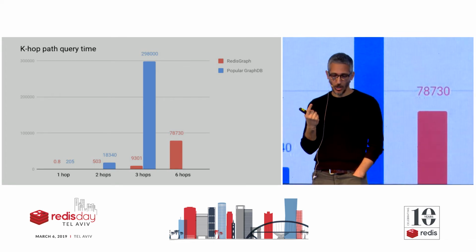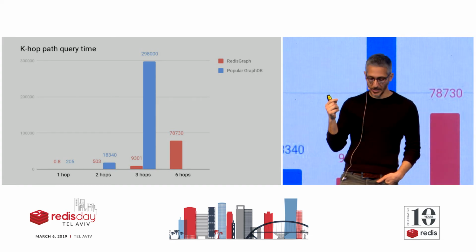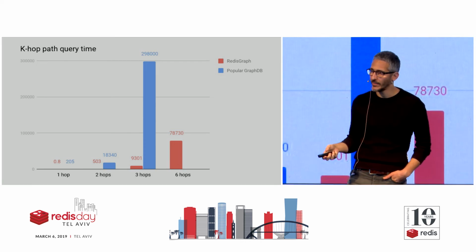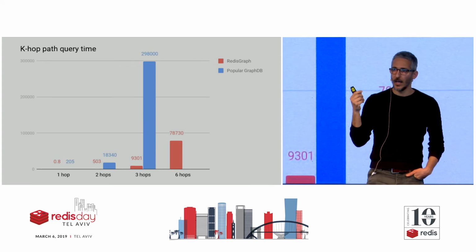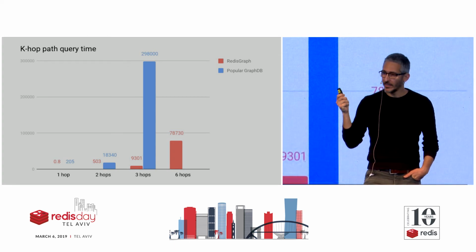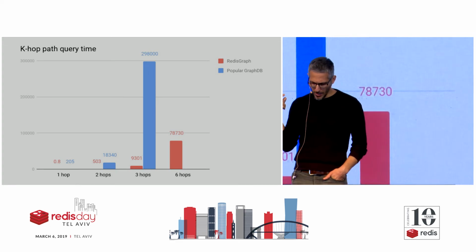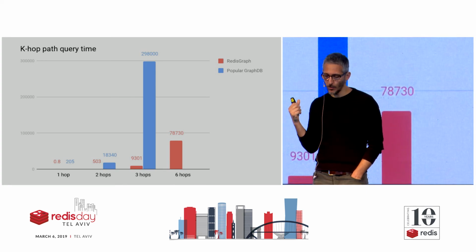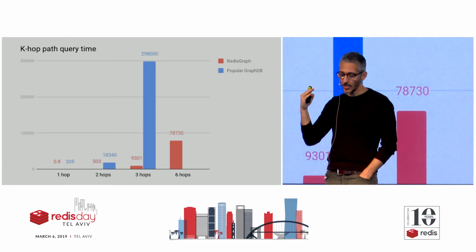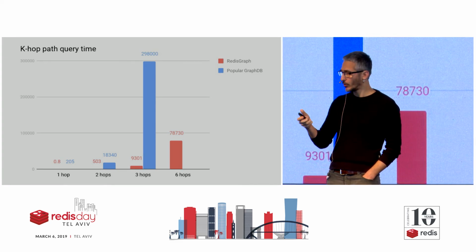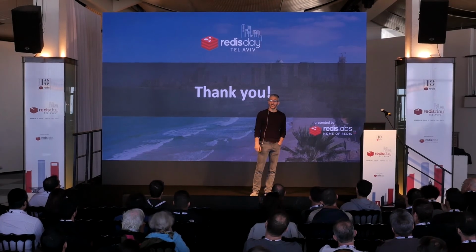And so for just a single hop to compute how many nodes can be reached, we were able to do that in under a millisecond, while the competitor was able to do that within about 200 milliseconds. 2 hops, it took us half a second, while the competitor did it in 18 seconds. 3 hops, we did it in 9 seconds. Competitor, I believe it's 5 minutes, and lastly, 6 hops away, just above 1 minute, and the competitor just did not reply. That's it.